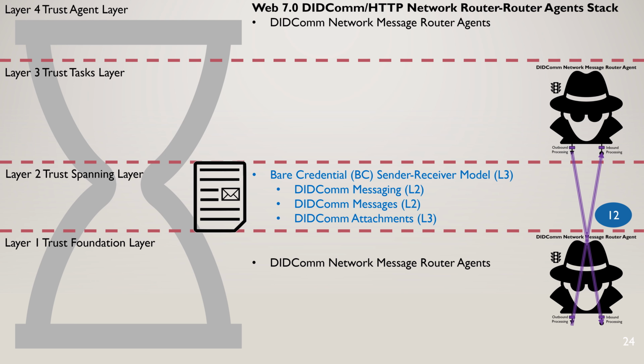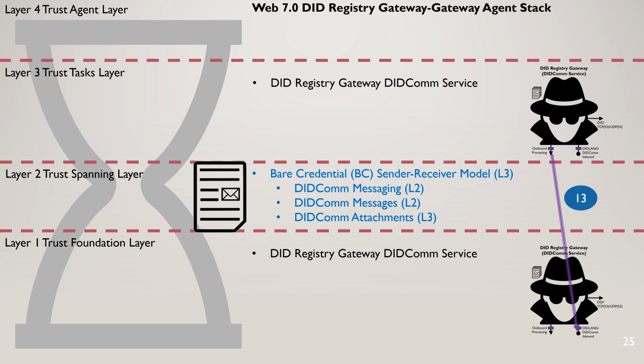This is SAMstack 12. This is SAMstack 13 and the last one. So these higher numbered ones were ones that were maybe forgotten initially and added in. This is the DIDComm registry gateway to DIDComm registry gateway agent stack.